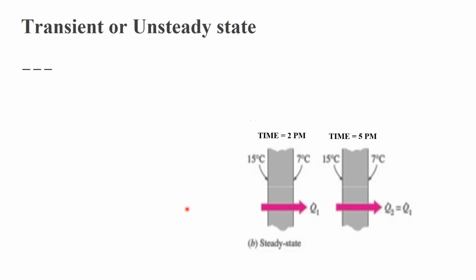Now let us see what you mean by transient or unsteady state heat conduction. We will start with an example. You can see here a plane wall which is maintained at temperatures 15 degree and 7 degree centigrade. Let us take Q1 as the rate of heat transfer at time 2 pm. Now at time 5 pm it is observed that the temperature remains the same at 15 and 7, so the heat transfer rate Q2 is also the same as Q1. This is called steady state heat conduction, where the temperature and heat transfer rate remain the same with respect to time.